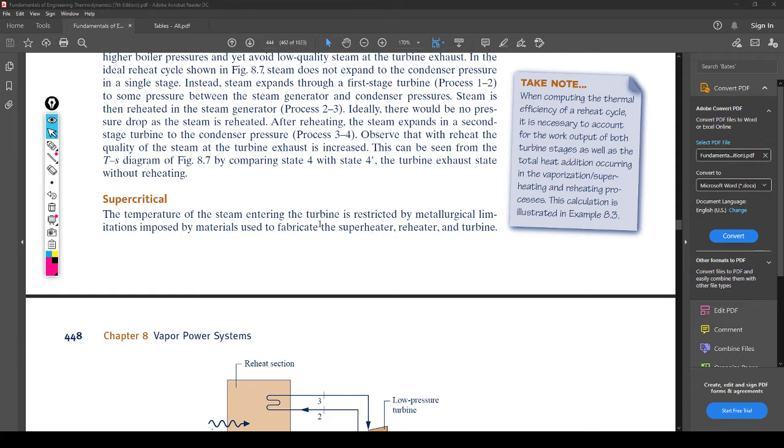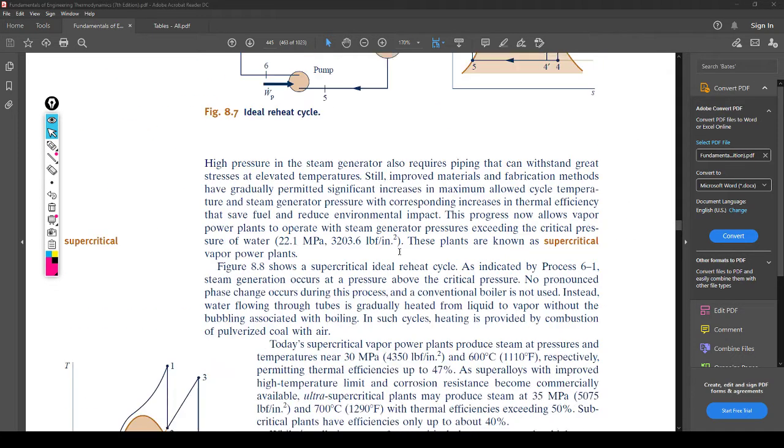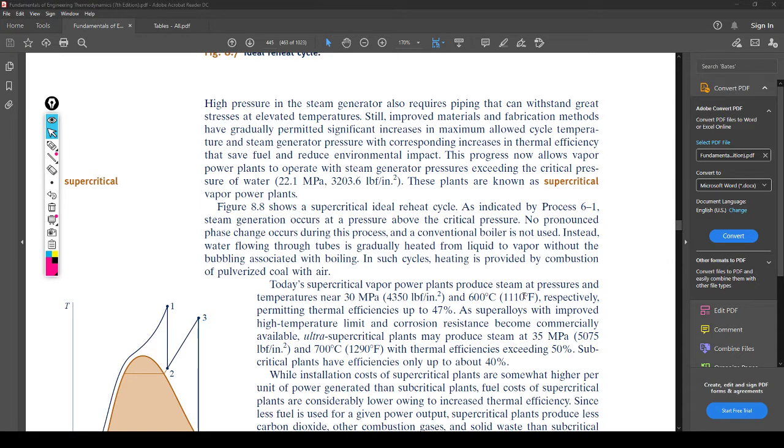So we are essentially limited by that. If we could find better materials to do this, we could raise the limit, therefore we could get more power out of it. But for right now, I'm sure they're making strides in this every day. But for right now, these are our limits, right? It says, high pressure in the steam generator also requires piping that can withstand great stresses at elevated temperatures. Still, improved materials and fabrication methods have gradually permitted significant increases in maximum allowed cycle temperature and steam generator pressure with corresponding increases in thermal efficiency that save fuel and reduce environmental impact.